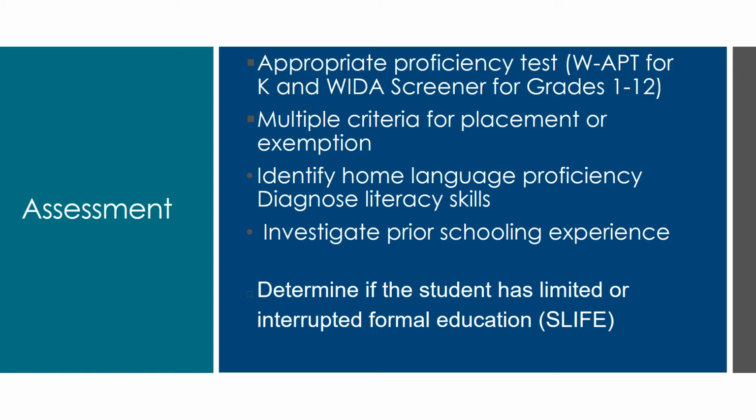You need to investigate the prior schooling experience. Why is that important? Because at that point, we need to determine whether the student is a SLIFE. That means a student with limited or interrupted formal education. And that is data that now is required to be collected. So I need to know whether the student has had interrupted or limited formal education.